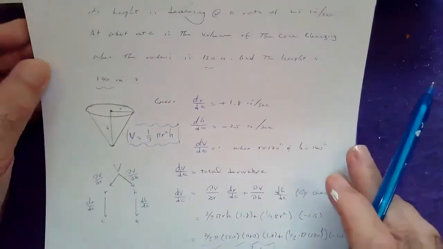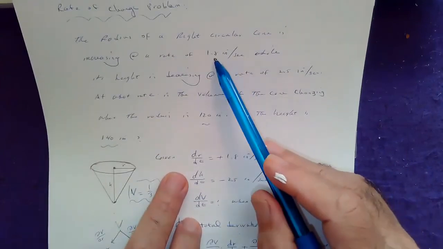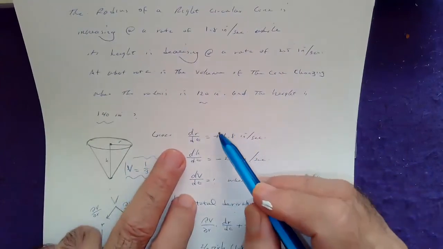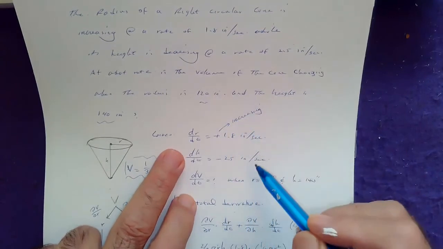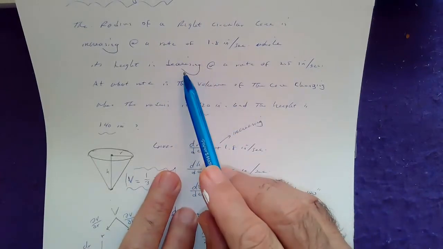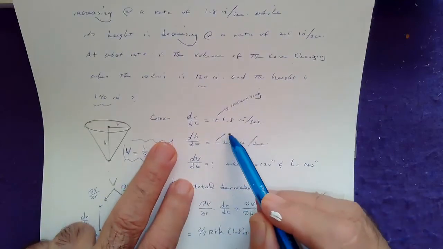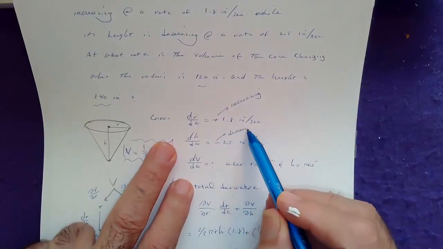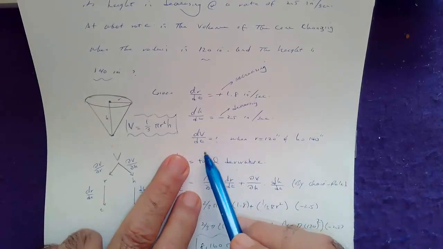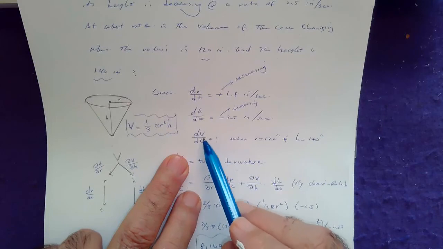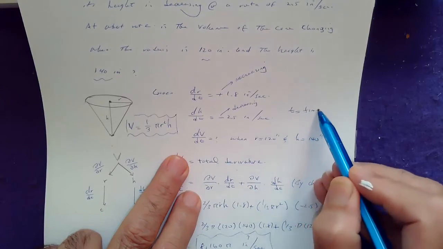So let's see what's given. What's given is a rate of change of radius is 1.8 inches per second because it's increasing, so it's positive. On the other hand, the height is decreasing at the rate of 2.5 inches per second. So you got a minus here. Do you see it? Decreasing. We are asked to find the rate of change of the volume. Rate of change means how fast the volume is changing with respect to time. So t is the time.